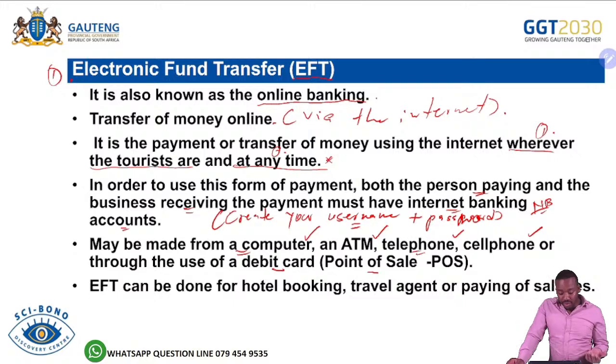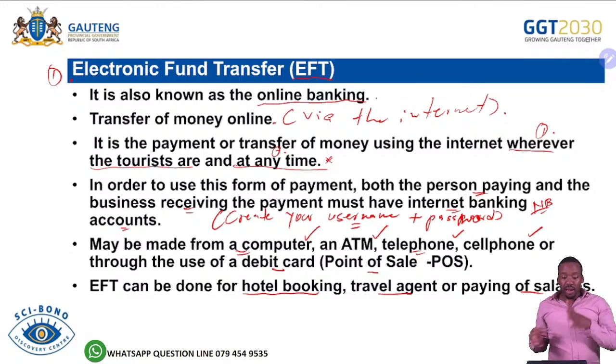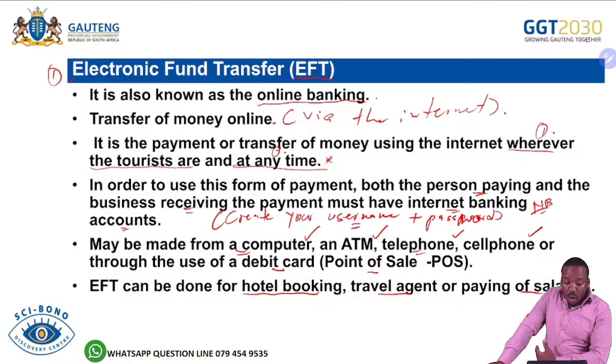So now in tourism context, how can you use an EFT, for example? Maybe when you book a hotel, need a stay, or buy from a travel agent, or for a big tourism business, maybe you need to pay salaries and so on, right? Remember, people have to get paid. So all those things are what you can use an EFT for in tourism context, right? Number one, I said it is also known as online banking. Number two, let me just go back.